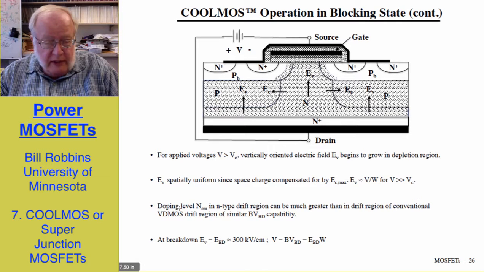The doping level in the N-type drift region can be much greater than that in a conventional vertical diffused MOS of a similar breakdown voltage capability, and I'll illustrate that in another slide or two. At breakdown, the vertical field is going to equal the breakdown field in silicon of 300,000 volts per centimeter, and the voltage at that point, the so-called breakdown voltage, is equal to that breakdown field strength times the thickness of the drift region.